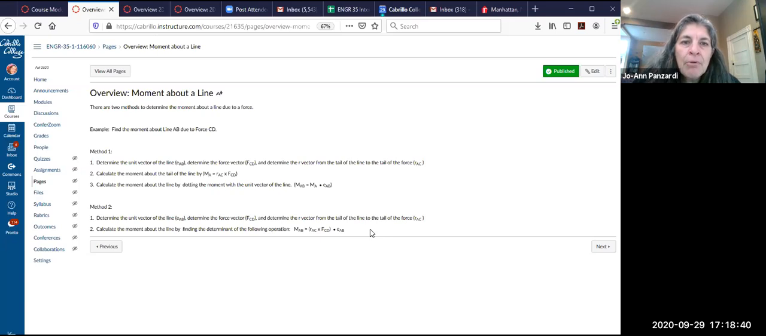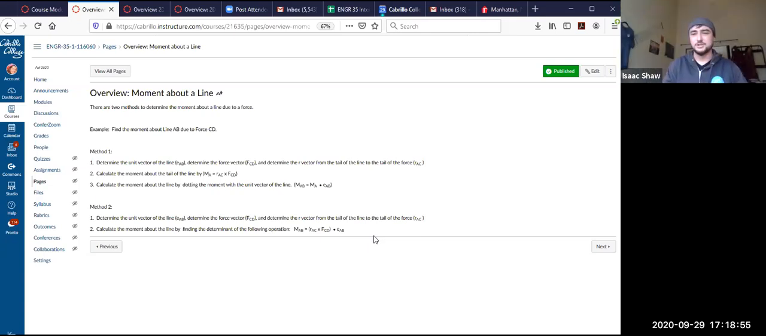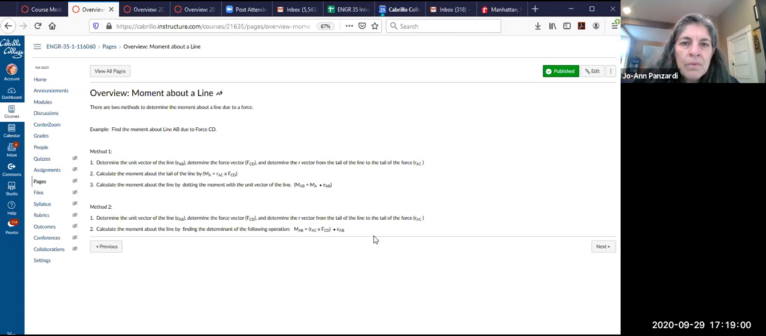So if you have a problem where they're asking you for a moment about a line, you don't need to calculate the moment about the point first. You could go straight away and just calculate the moment about the line. Okay, so literally the difference is just, do we care about the moment about the point or not? That's right. Other than that, they're the same. Right.